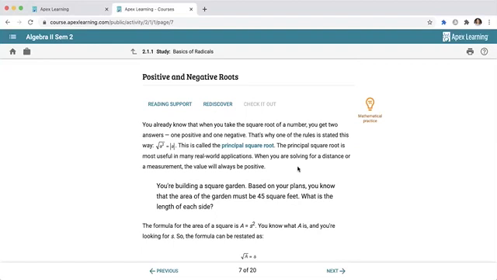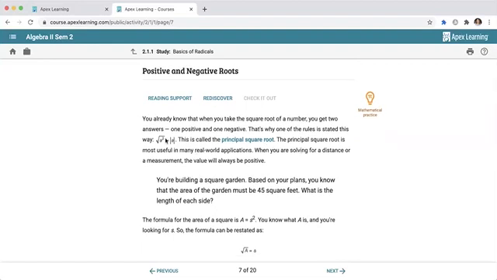And then I introduced this earlier, the principal square root. That's the absolute value of whatever your answer is. So if I have the square root of 64, that can give me a positive or negative 8. But regardless, the absolute value is going to be 8. So 8 would be my principal square root.